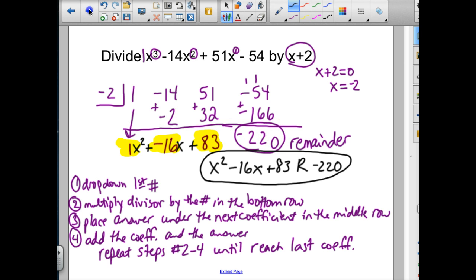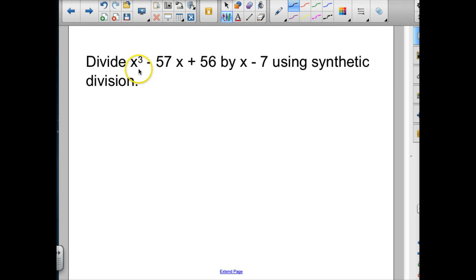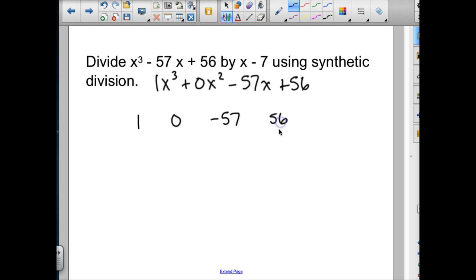Let's do another example. Divide x cubed minus 57x plus 56 by x minus 7. Notice this is x to the third and this is x to the first. We're missing an x squared term. So really our coefficients are going to read like this: 1x to the third, 0x squared, minus 57x plus 56. So those are the numbers we put in for our coefficients: 1, 0, negative 57, and 56. Leave a space underneath it.